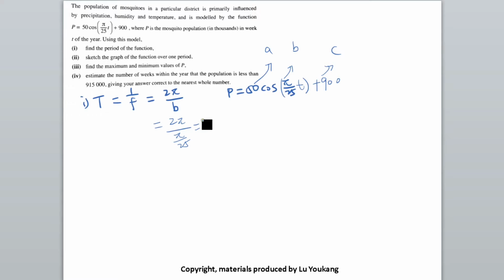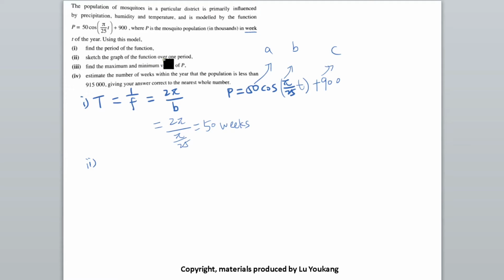This gives me, you can use your calculator, 50. And T is in weeks, right? So therefore, the period of the function is 50 weeks. So with this, we are asked to sketch the graph of the function over one period. And therefore, our period is 50 weeks. That means you should draw from 0 weeks to 50 weeks for the graph.